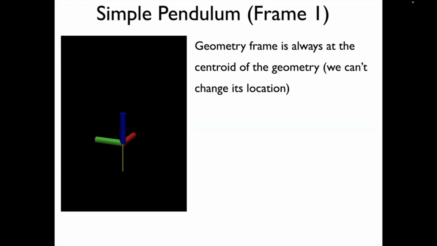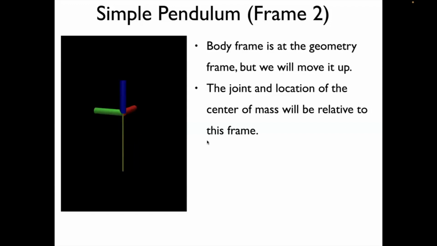When working with a pendulum, we need to look at frames. There are two frames which are important. First is the geometric frame. This one is defined at the center of the geometry. We cannot move this frame. The second frame is the body frame. This frame is normally at the geometric frame, but we can move it. In fact, we will move it to the position at the top of the pendulum and then use that frame to specify the pin joint as well as the center of mass. Let's see how to do this.